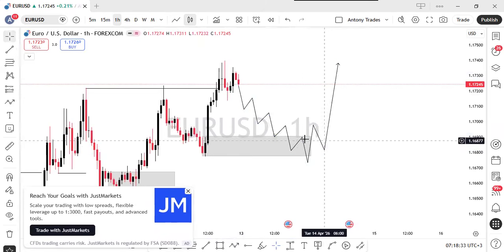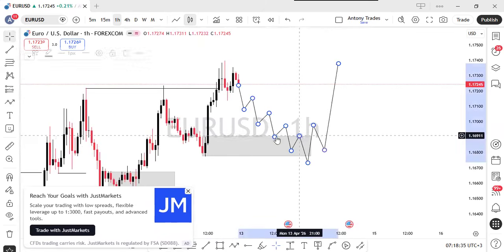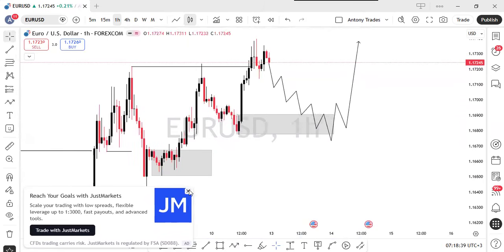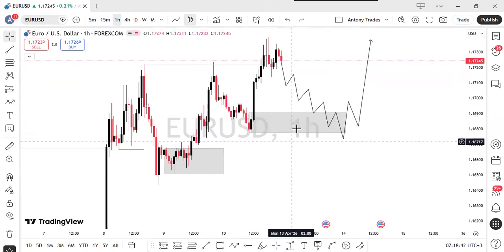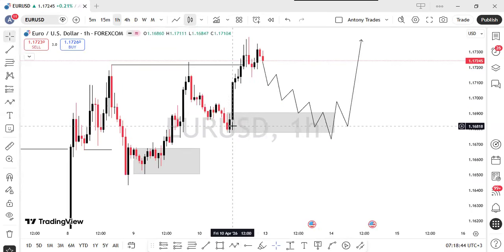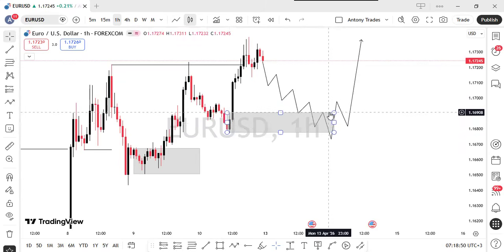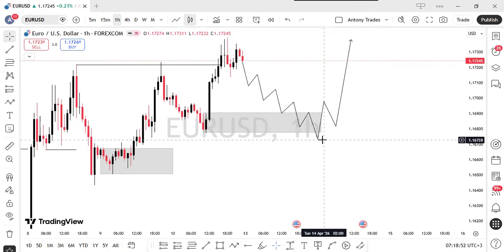So, guys, if you do your top-down analysis well, if you mark your structure well, you don't have to stress about the inducement, the liquidity, and stuff like that. Because if you wait for confirmation, market will show you what it wants to do. If you want to use this one as liquidity, it will sweep it first before giving you that confirmation that you want to see.